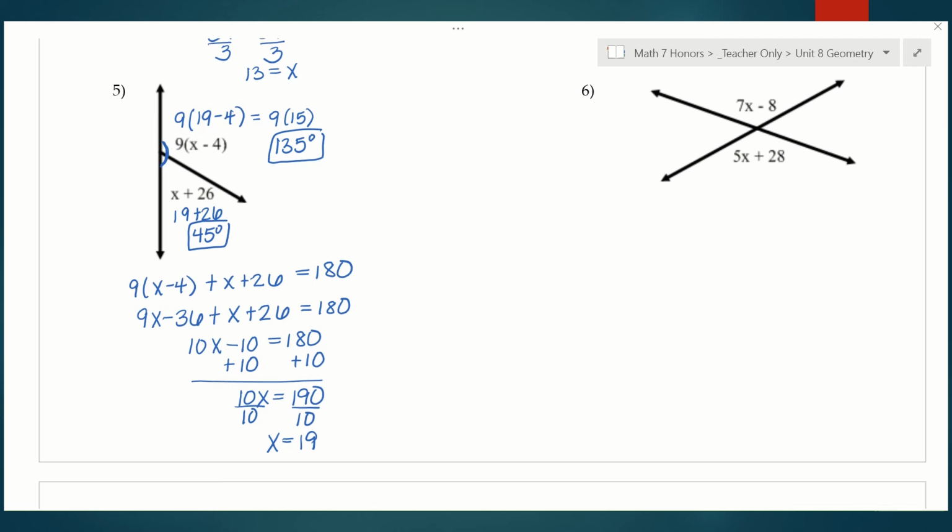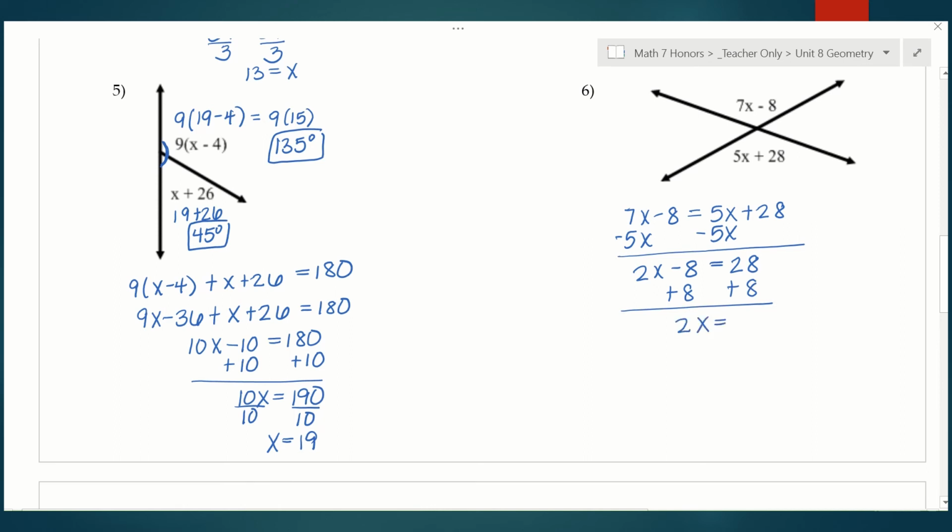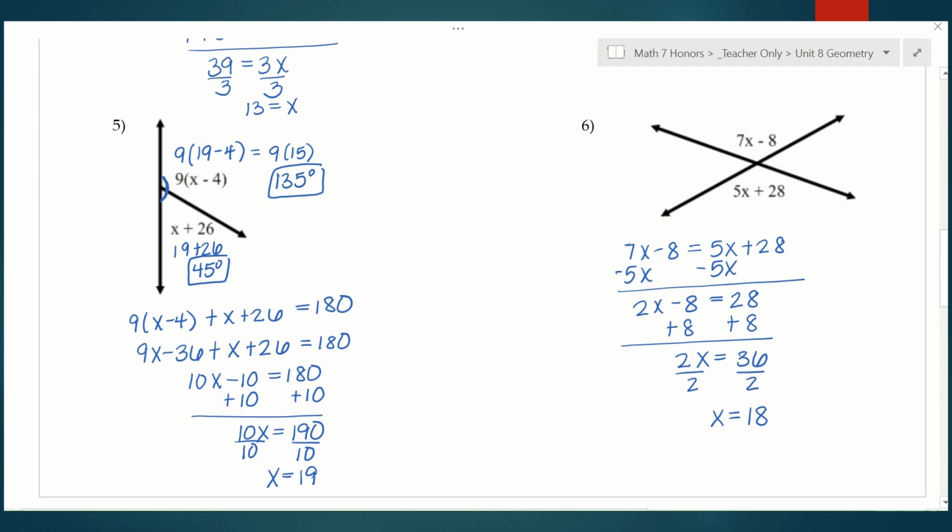Okay, so number 6 here. Again, we have vertical angles. 7x minus 8 and 5x plus 28. They don't add together to be anything. They are equal. So your equation should show that they are equal. Okay, so minus 5x minus 5x. 2x minus 8 equals 28. Then I'm going to add the 8, divide by 2. Okay, so we should be getting that x is equal to 18.